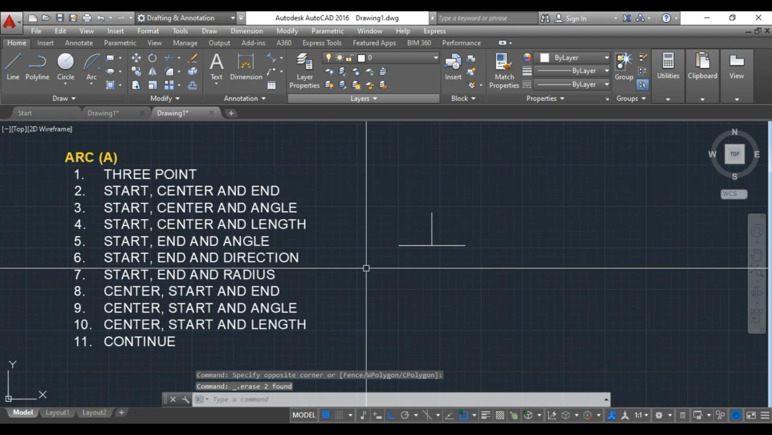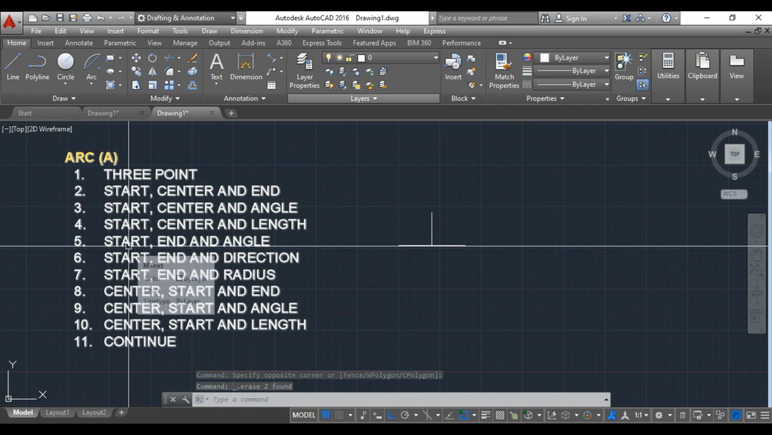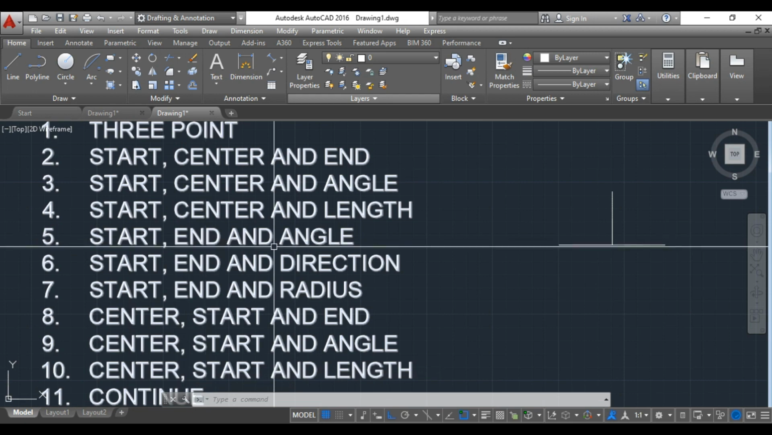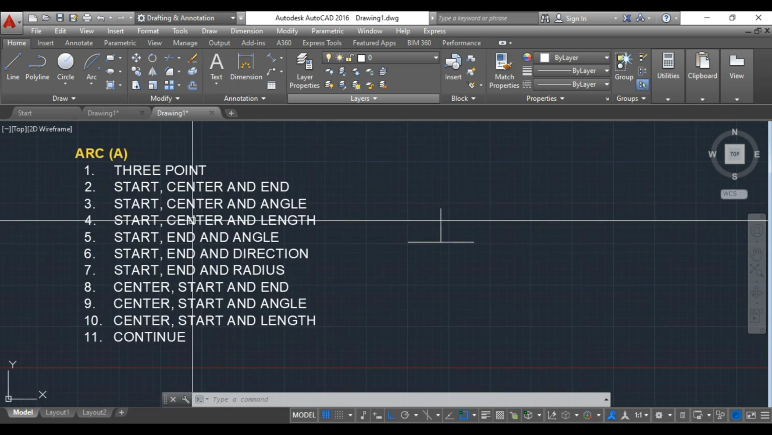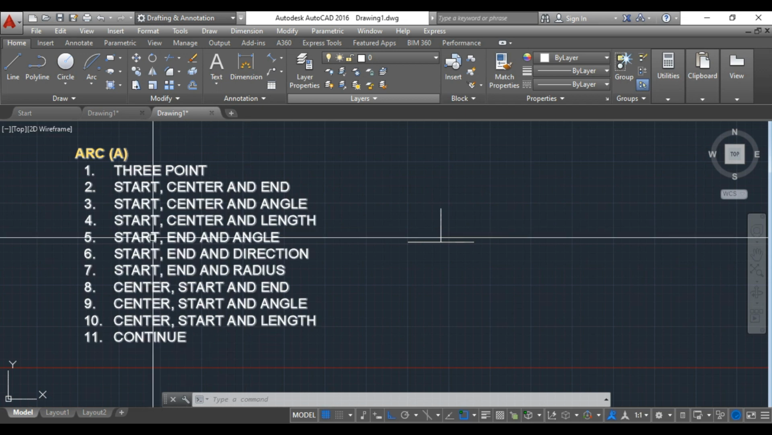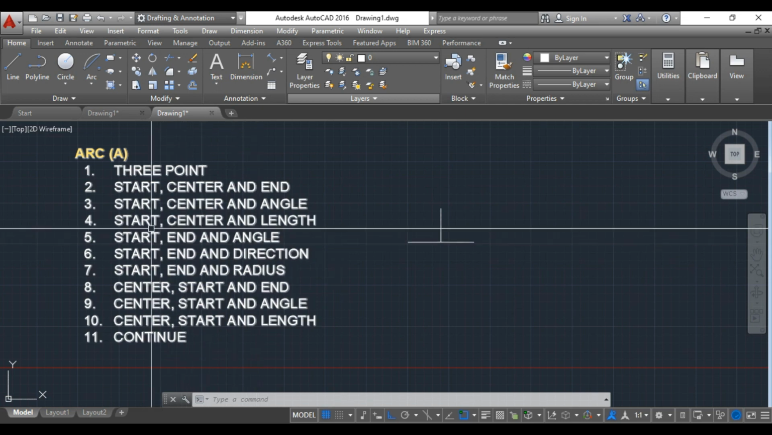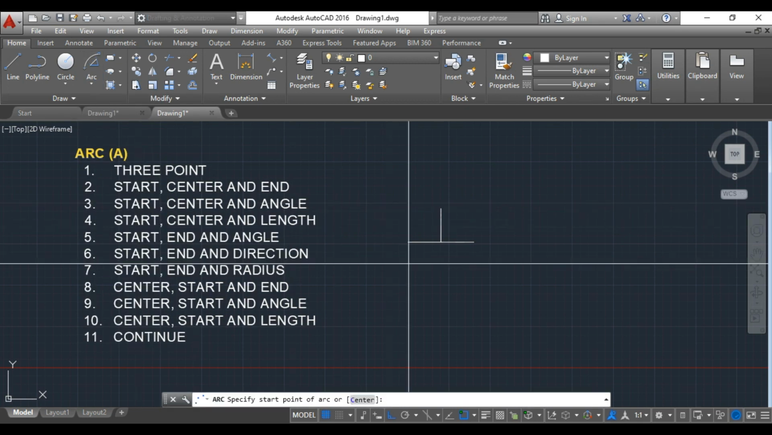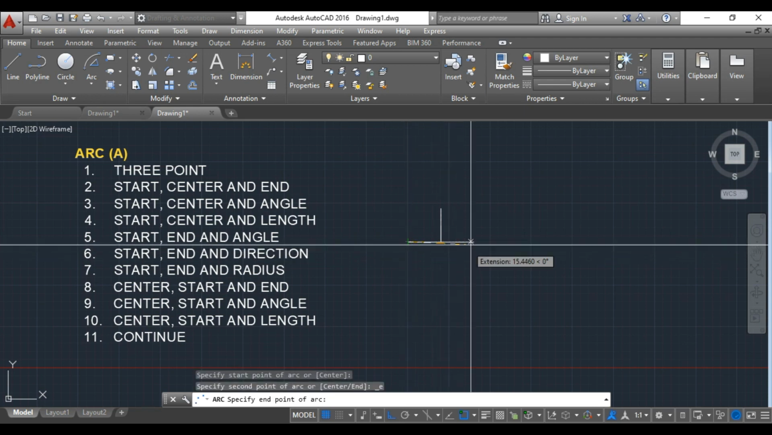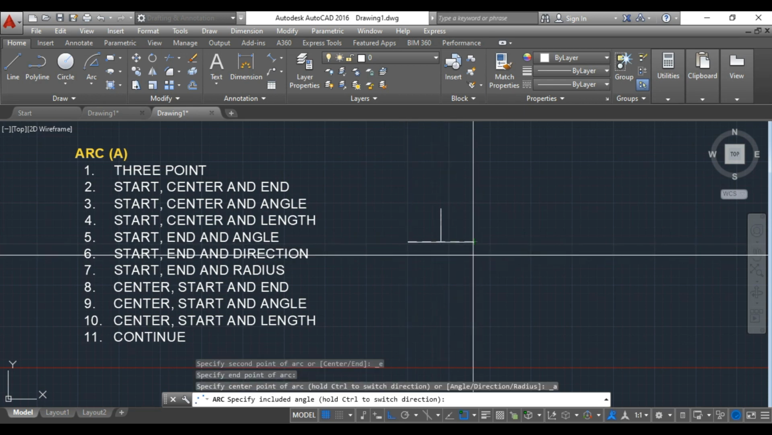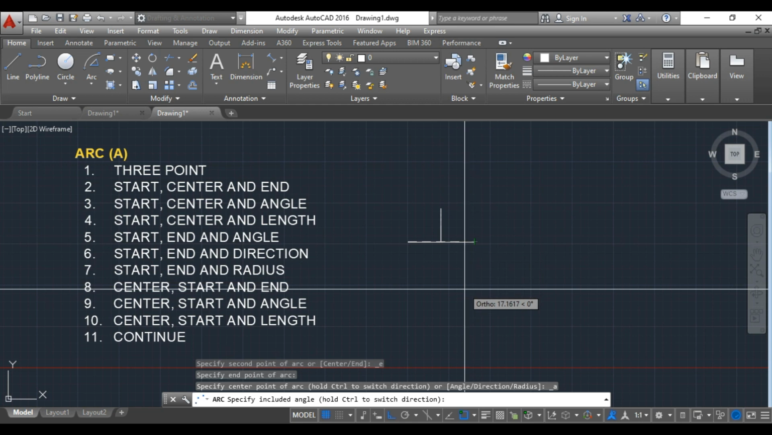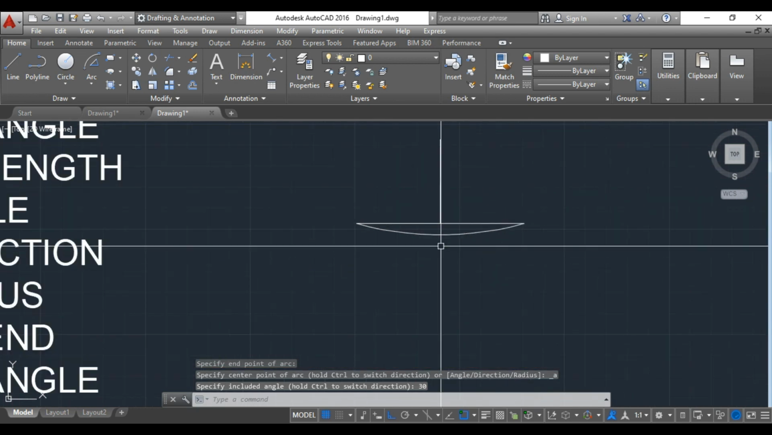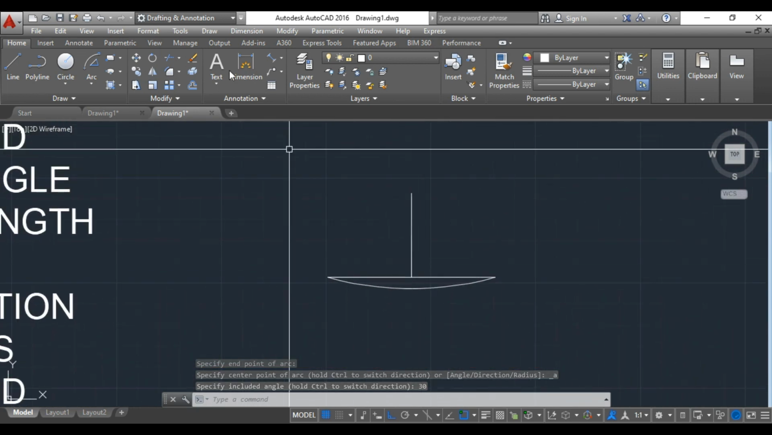In the same way, the fifth one is start, end and angle. Now it is saying that you start and you go for the end and you go for the angle. First, this is my start point and this is my end point. Now I need to give the angle. How much angle do I need to give? If I give 30 degrees as an angle, you can check out, I have got the 30 degree angle of the curve over here.